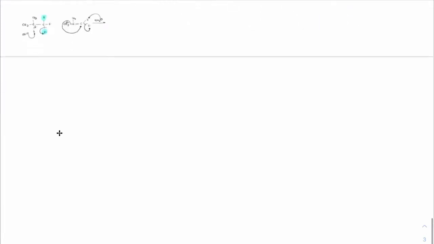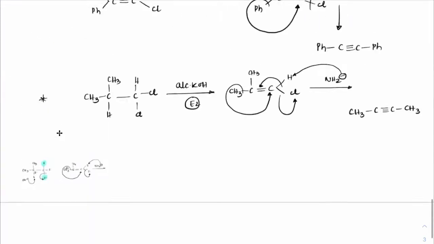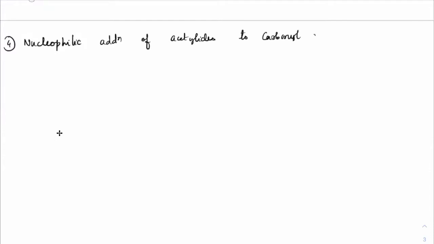Right. Next, this is about the preparation, how the alkynes are prepared. Now we'll see how these alkynes will become a part of a carbonyl group. So let me use this as nucleophilic addition of acetylides to carbonyl groups. Carbonyl as in aldehydes and ketones. So keep writing with me.